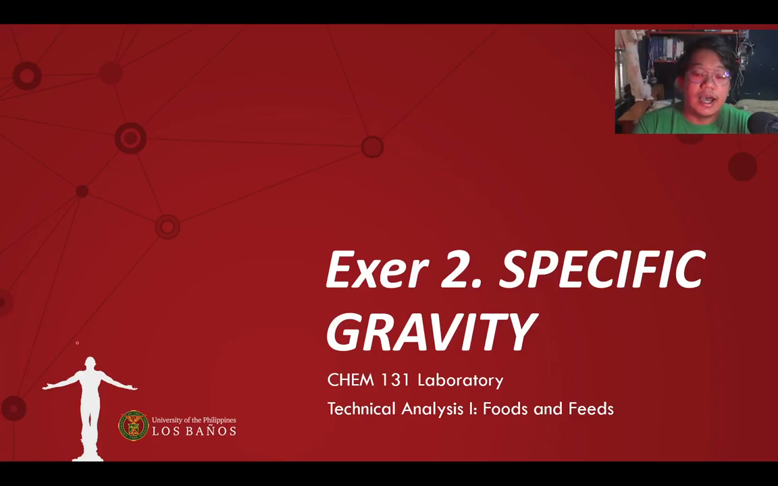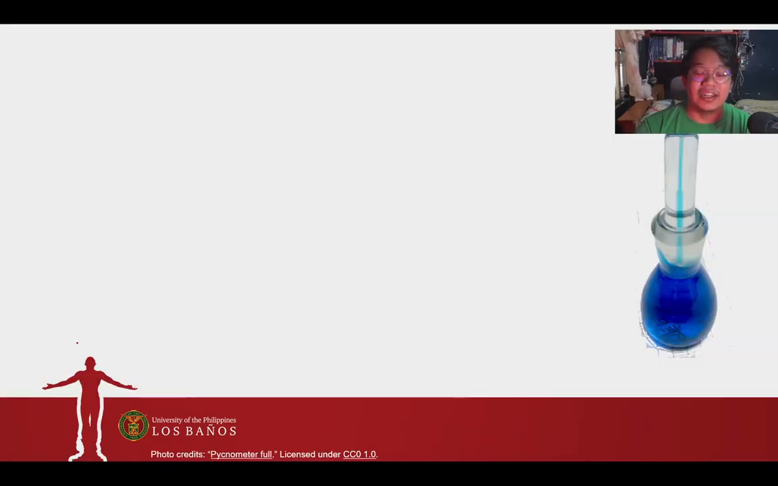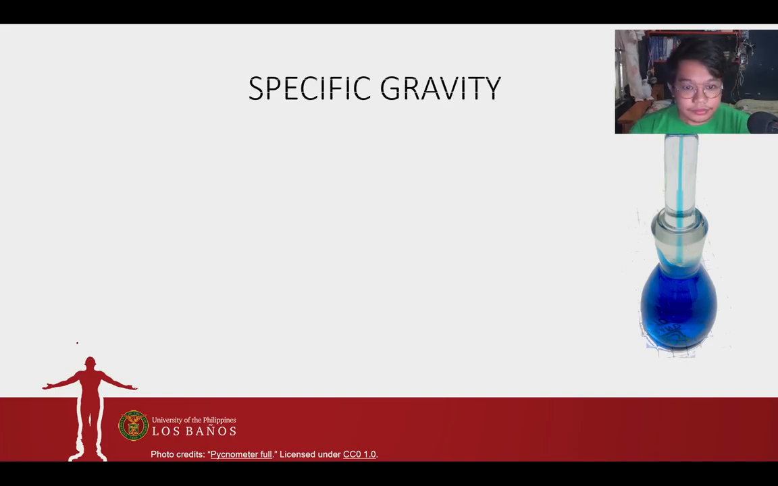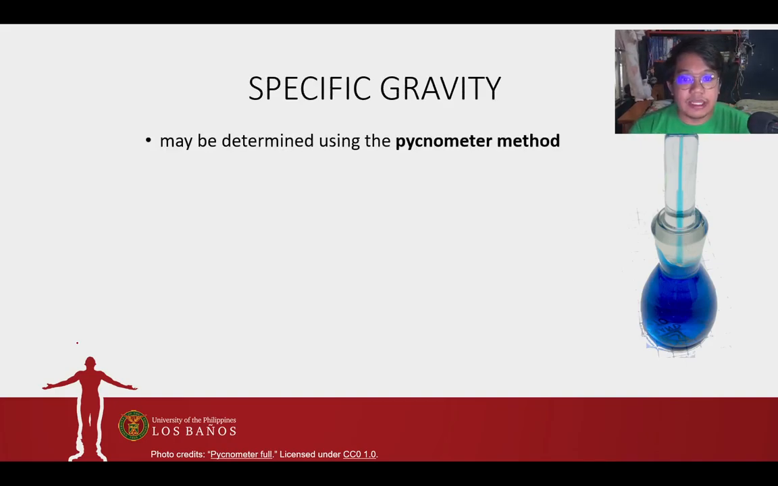So, this will be the pre-lab discussion for Excerpt 2, which is your specific gravity. Specific gravity is one of the physical properties being tested for the identification of your fats and oils. This may be determined using the pycnometer method. In our lab, ito talaga yung ginagawa natin, yung pycnometer method.